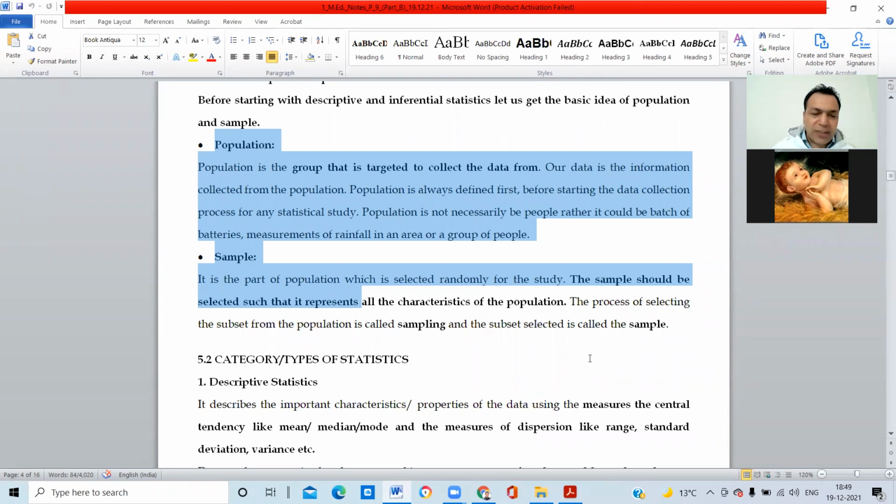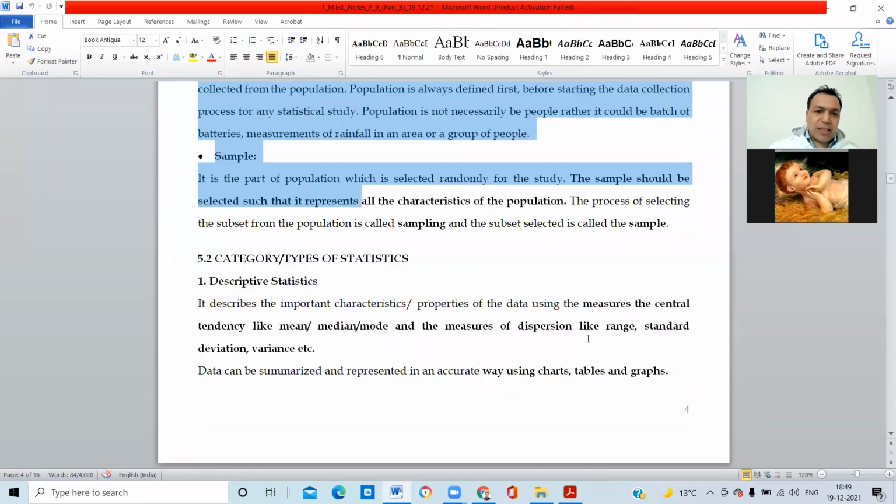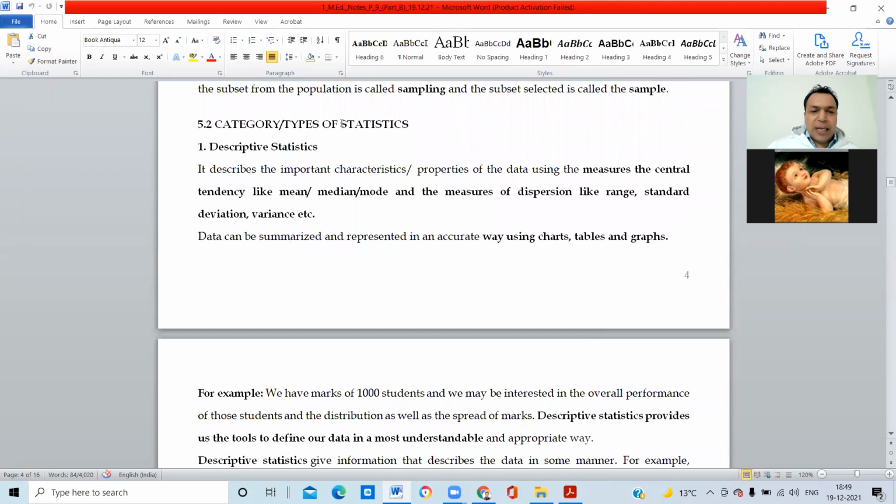The sample should be selected such that it represents all the characteristics of the population, right? I hope the concept of a population and sample is clear to you, because you have already done it in semester 1. Okay. Here we discuss what are the types or categories of statistics.